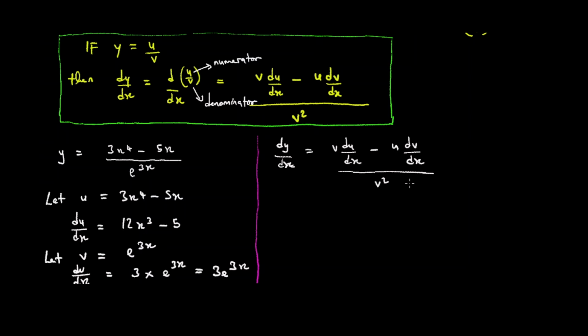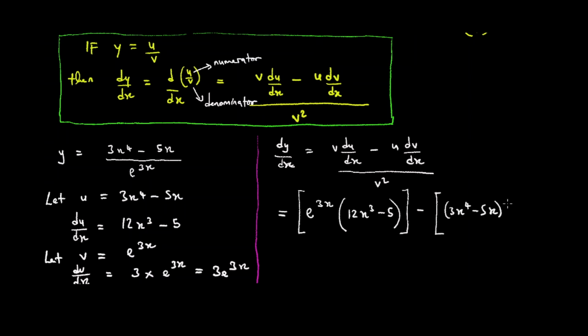so that when we get to the quotient rule we don't make a silly mistake. So substituting, this is equal to v, which is e to the power 3x, multiplying du dx, which is 12x cubed minus 5, put it in brackets like so, minus u, which is in brackets, beside my brackets please, 3x to the 4 minus 5x multiplying dv dx, which we saw is 3e to the 3x. Then, over v squared, v is e to the 3x, which is squared. That is how it's done.